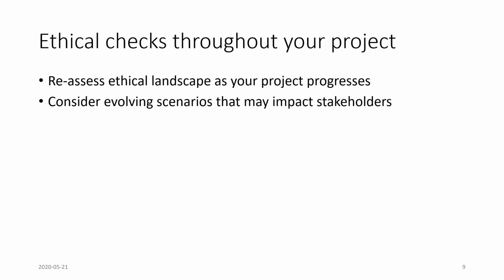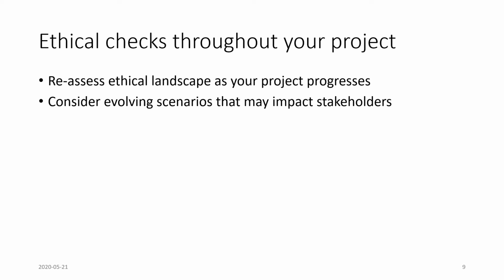So how do you go about doing this? Well, you need to reassess your ethical landscape as your project progresses. So reassess what is going on. Think about it, start from scratch. Think about what you are doing currently in your project, where that is taking you, and where that is likely going to lead in a final outcome. So this is something that you should be constantly thinking about throughout your project.